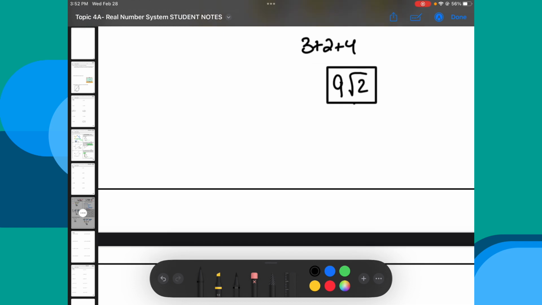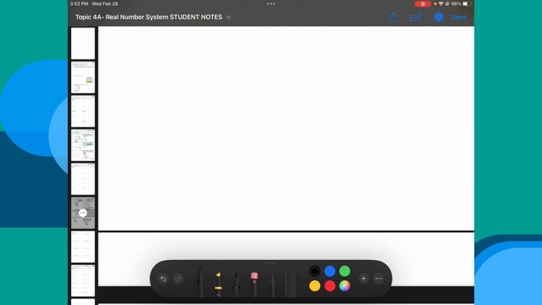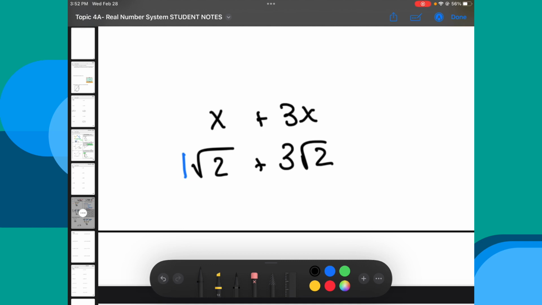One additional thing. If you have the square root of 2 plus 3 square root of 2, don't forget that there is that 1 in front of that radical. Just like if you had x plus 3x, you have that 1 in front. So this would be 4 square root of 2. Just like the top line would be 4x. So if you need to put that missing 1 there, put that missing 1.